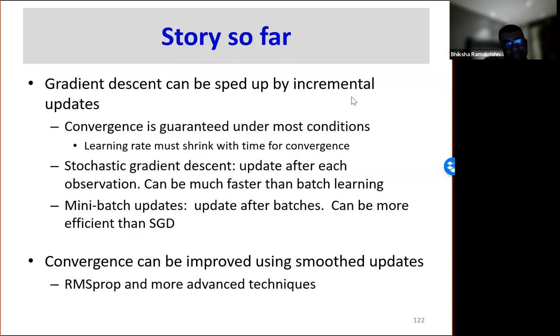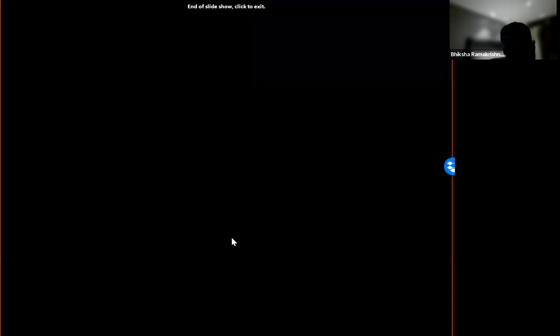The story so far: gradient descent can be sped up by incremental updates. Convergence is guaranteed under most conditions. The learning rate must shrink with time for convergence. With SGD, you update after each observation and can be much faster than batch learning. With mini batch updates, you update after mini batches. This can be more efficient than SGD. And convergence can be improved using smooth updates, RMSprop, and more advanced techniques.